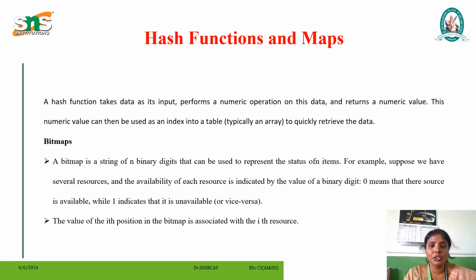Next one is the hash function and bitmaps. A hash function takes data as its input, performs a numeric operation on this data and returns a numeric value. The numeric value can then be used as an index into a table. Next one is the bitmap. A bitmap is a string of n binary digits that can be used to represent the status of n items. For example, suppose we have several resources, and the availability of each resource is indicated by the value of a binary digit. 0 means the resource is available, and 1 indicates it is unavailable, or vice versa. So the value of the ith position in the bitmap is associated with the ith resource.